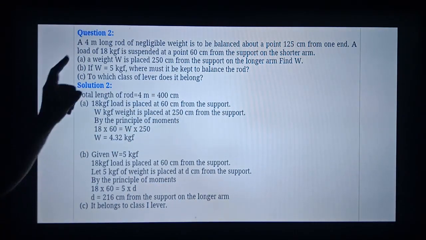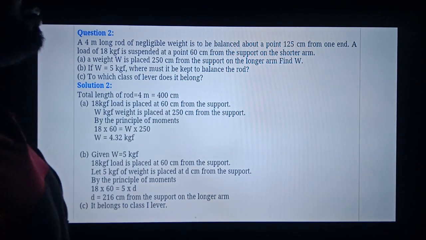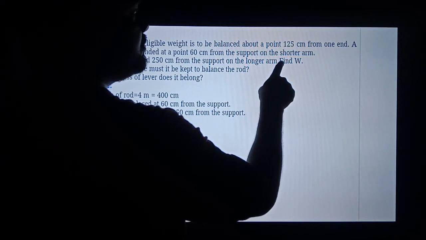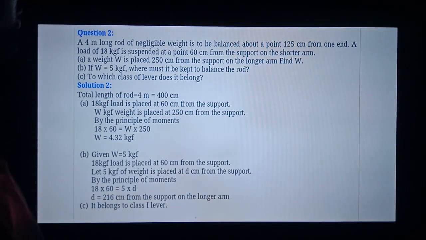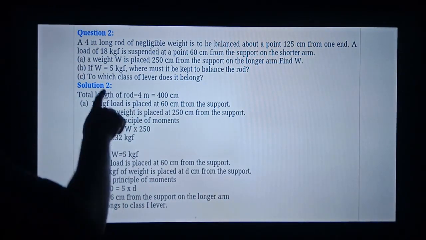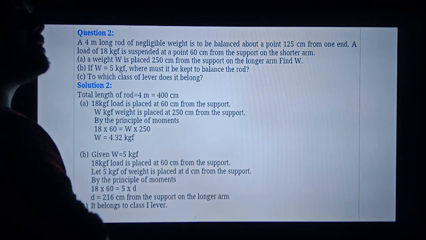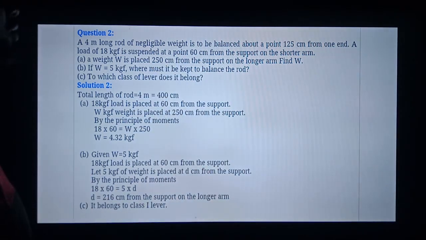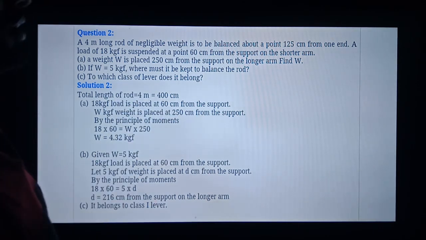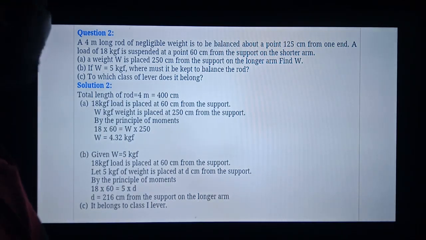Number 1, what do you have to calculate? A weight W, capital W, is placed at 250 centimeter, means on the other side of the fulcrum, on the larger arm. Find W, means if the rod is balanced due to the weight W kept at 250 centimeter, calculate W. The second part is, if W is 5 kgf, where must it be kept to balance the rod? So what will be the position of W if the weight W is 5 kgf? To which class of lever does it belong? Of course it is a class first lever, because load and effort are on opposite sides of the fulcrum.